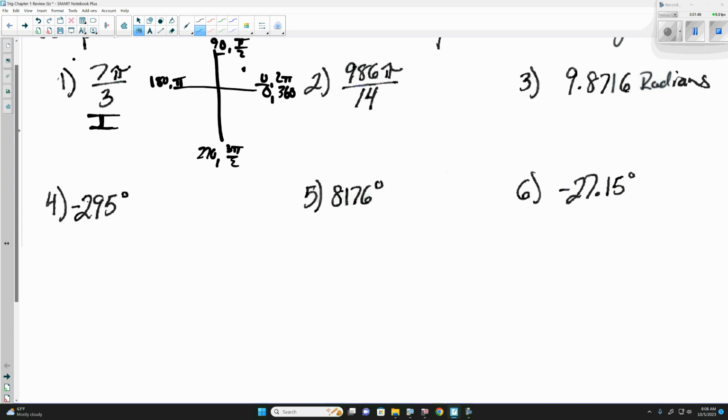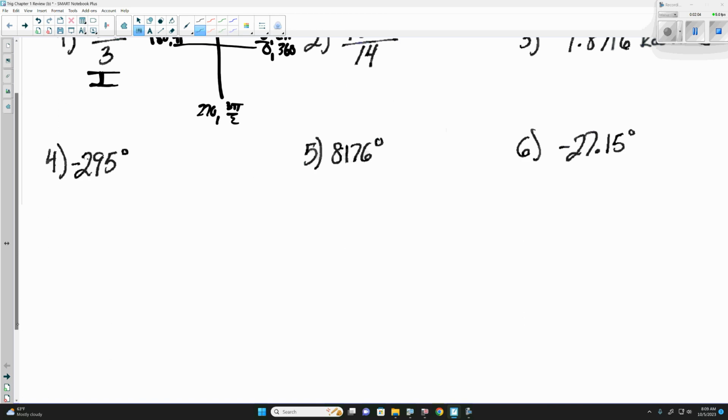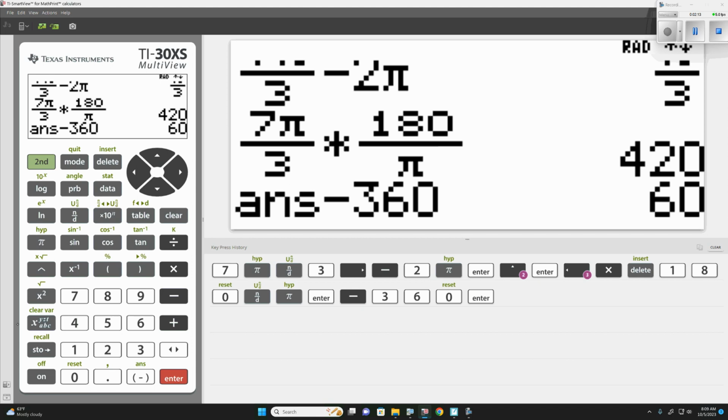Number 3 is still in radians, so you could convert that to degrees. You're just multiplying that decimal number by 180 over pi, seeing what you get, and then going from there. Now, negative 295 degrees, well, do we want to look at 4, 5, or 6? 5, 8,176 degrees.